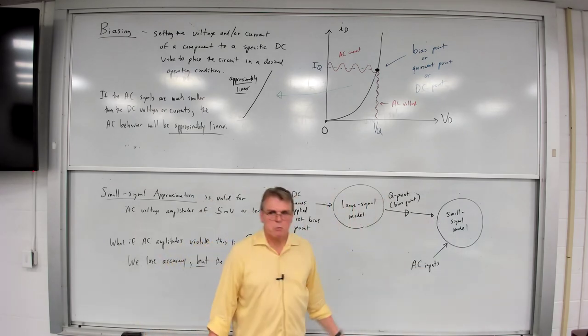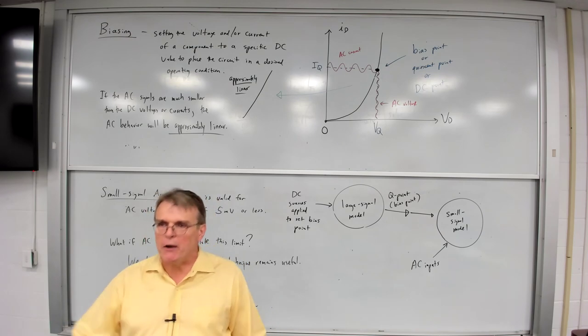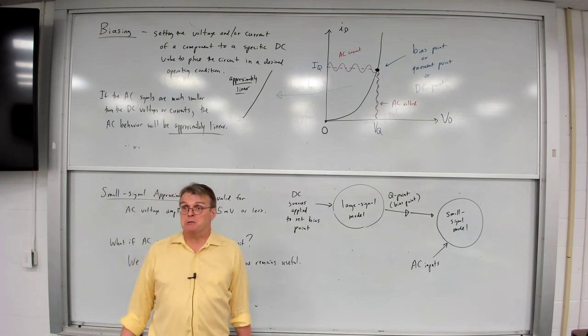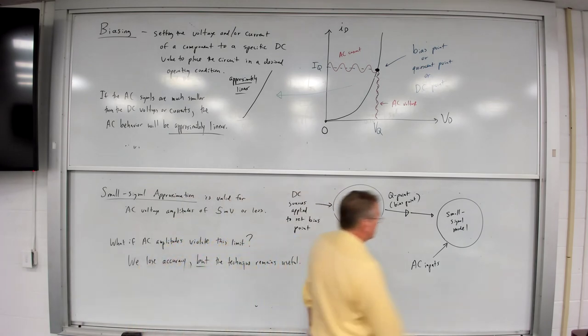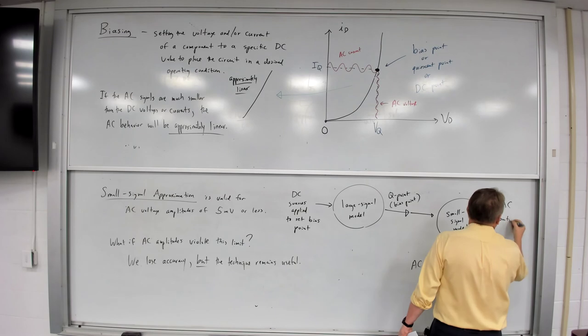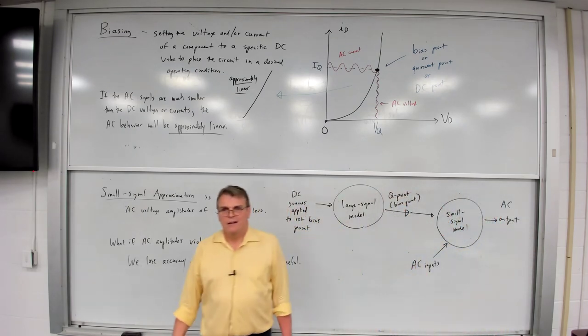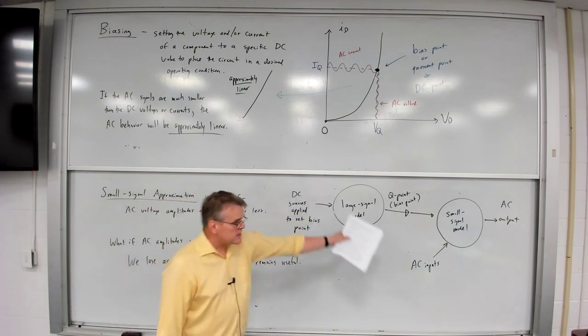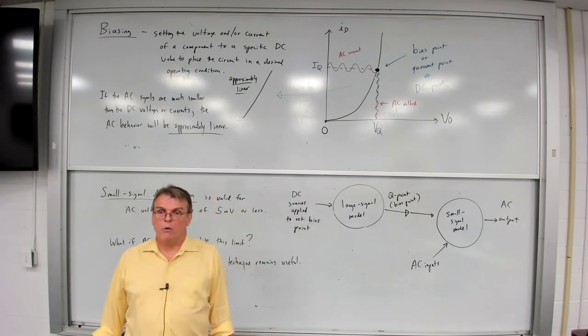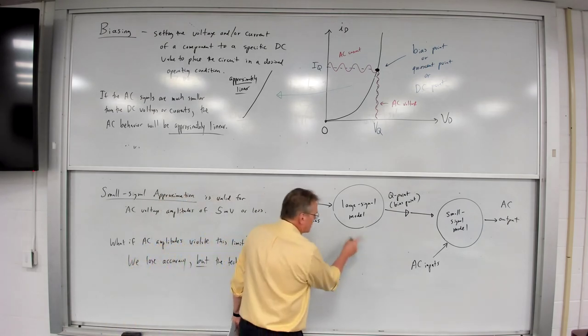When I say AC inputs, what do I talk about? Voice, music, sound, data. Okay, the things we care about when we build circuits like amplifiers and stuff like that. And then what's the result going to be? AC outputs, some kind of voltage or current. In essence, this is how you design an amplifier or any other type of circuit we're going to look at this semester. You're all going to get very good at this.